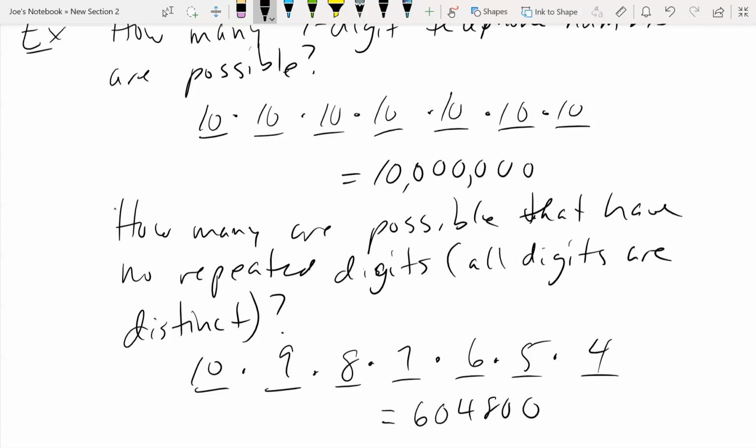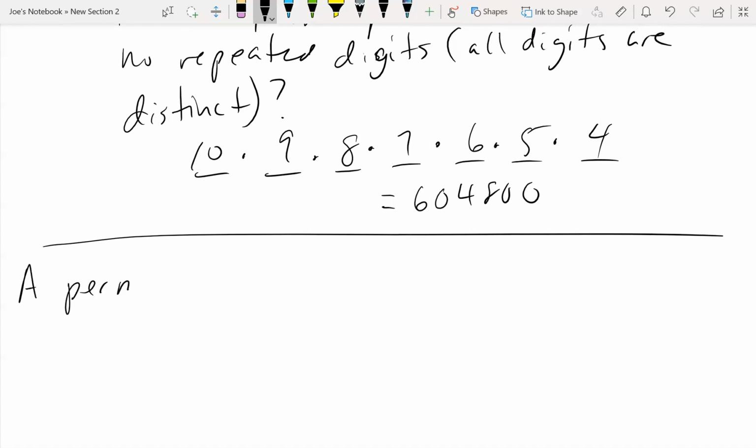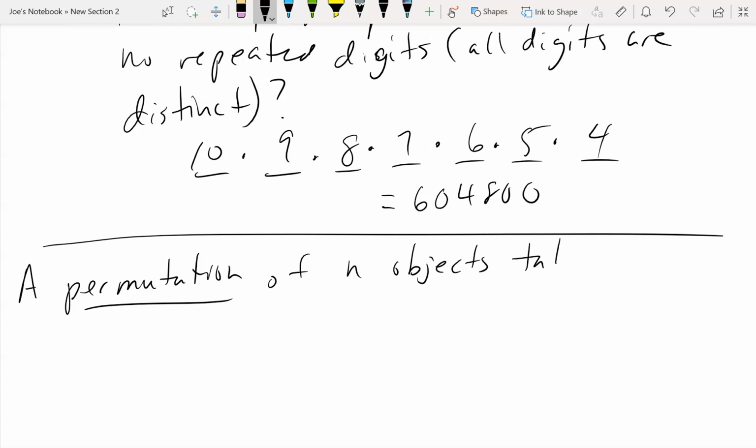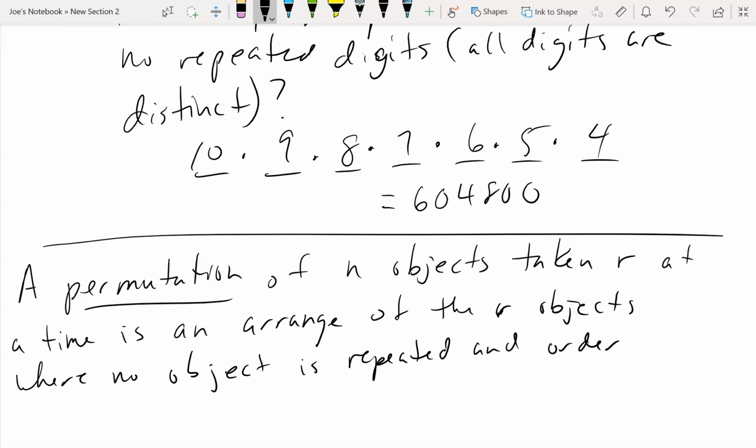So in general, if I had n objects to choose from rather than 10, I would have used an n here, right? And then here we would use an n minus 1. And here we would use an n minus 2, and so on down the line. Okay? So, for permutations, then, a permutation of n objects taken r at a time is an arrangement of the r objects where no object is repeated and the order of arrangement matters.